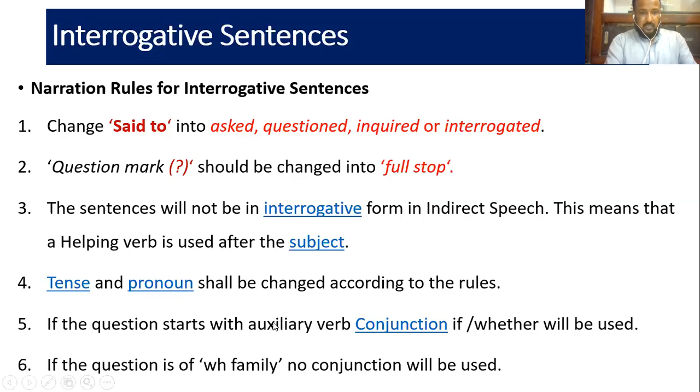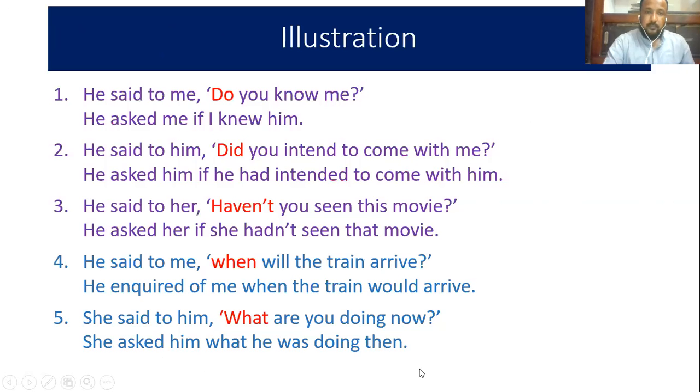If the question starts with the auxiliary verb, the conjunction if or whether will be used. Auxiliary means, do you come home? Does he learn English language? With these words, we are supposed to use if or whether. If the question is of the WH family, no conjunction will be used. How? Let us explain them.